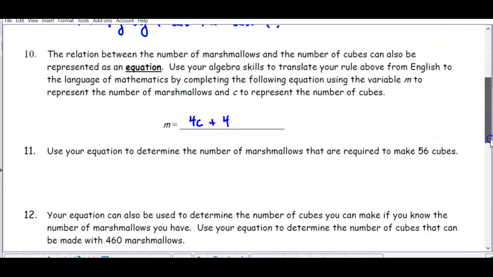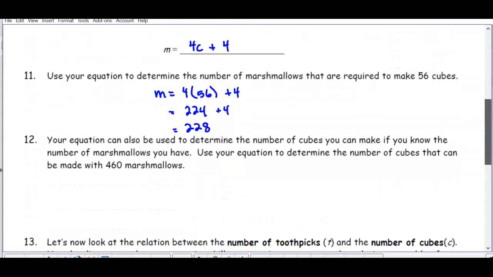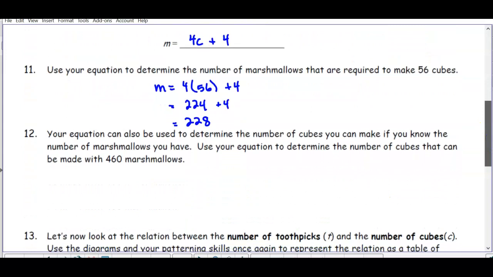Use your equation to determine the number of marshmallows for 56 cubes. So M equals, we go 4 times 56 plus 4. So what's that? 224 plus 4 is 228. Okay. Your equation can also be used to determine the number of cubes you can make if you know the number of marshmallows you have.